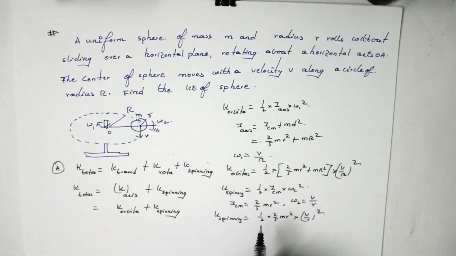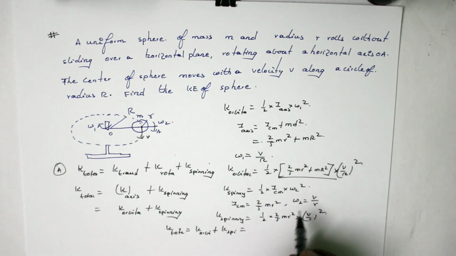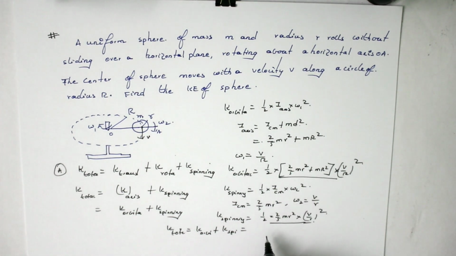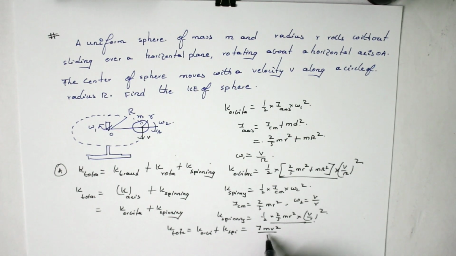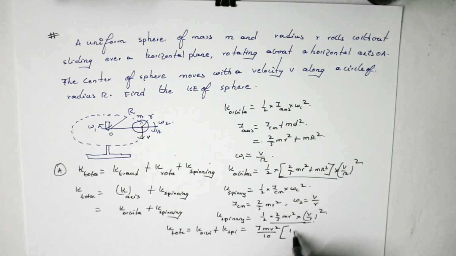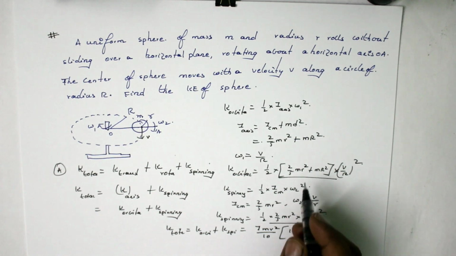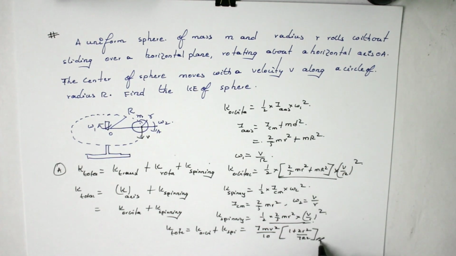Now if I add both the energies, then I get K total equals K orbitation plus K spinning. If I add these two energies, then the answer which I should get is 7 mv square divided by 10 into 1 plus 2r square divided by 7 capital R square. So I hope you can add these two and you can get this result.